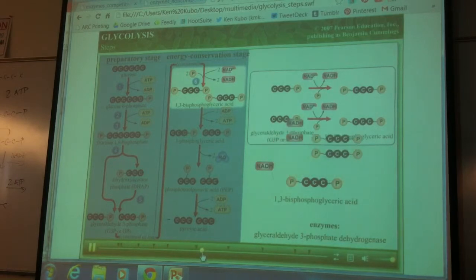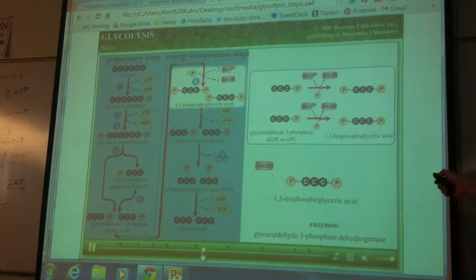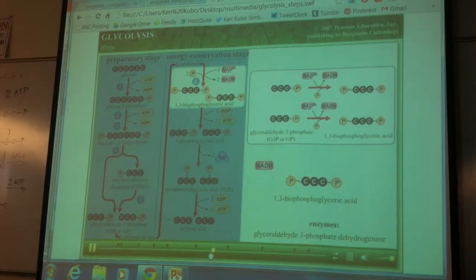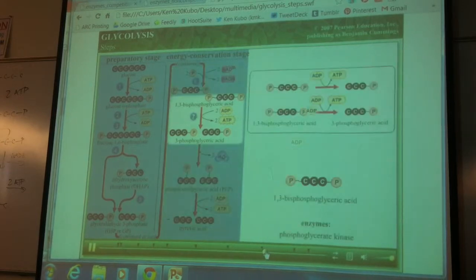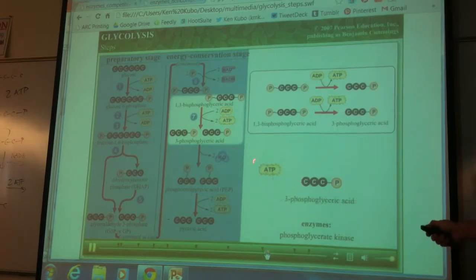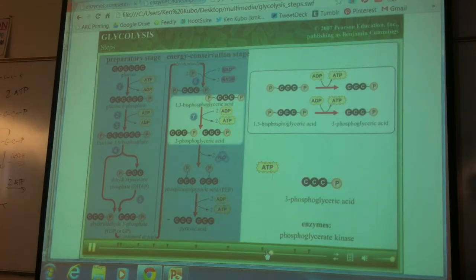Now here is where the NADH gets made. So in this process here, you can see how that occurs. And then that sets it up also for the ATP to be made. There are 2 phosphates in that molecule which allow you to make the ATP. So when you go through this, here is where we get 1 ATP being formed, and further down you get the other ATP formed.